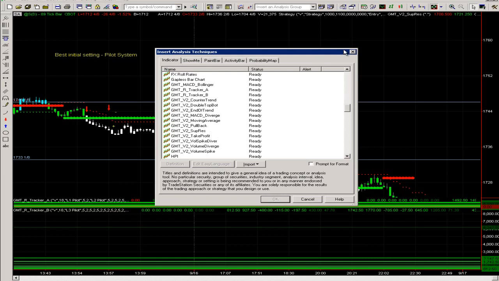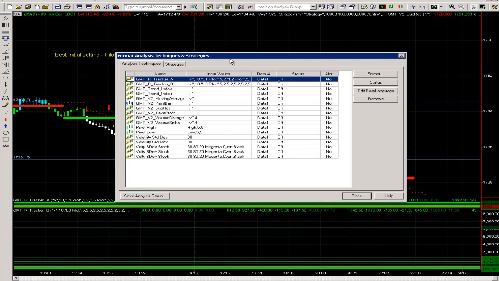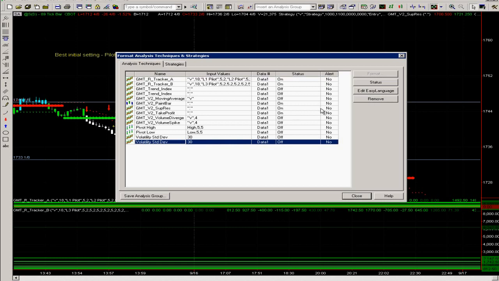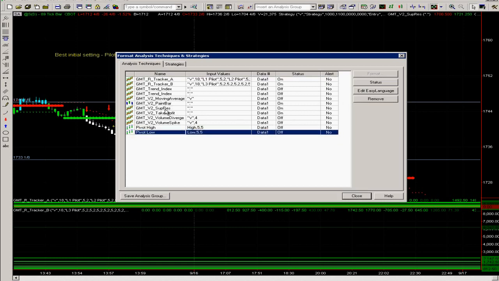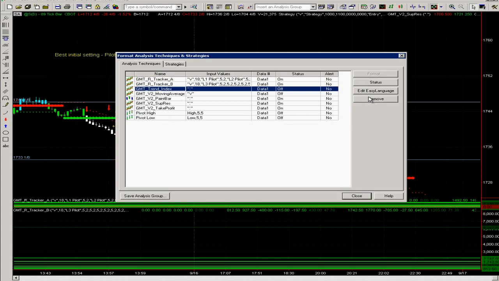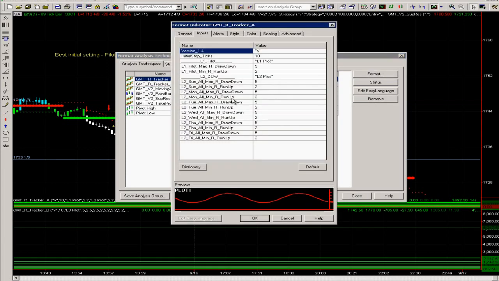If we right click on our chart and go Format Analysis Technique, we're going to grab the A and B tracker. So we'll grab those up, and we'll probably get rid of a bit of this stuff here because there's way too much stuff on this chart. So we'll get rid of that, and we'll take those two off as well. Just want to get a bit less clutter. Here we go. So we'll go into System Performance Tracker A.